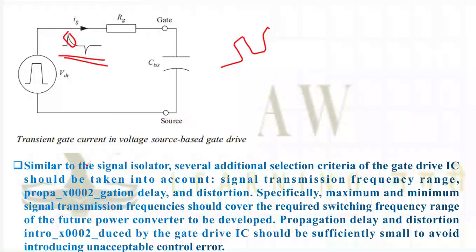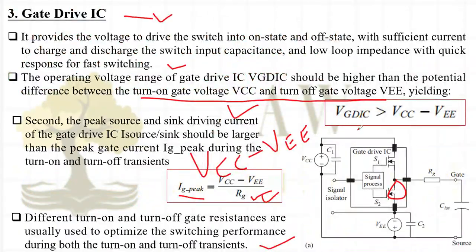Another criteria for selection of my gate driver IC is similar to the signal isolator. Several additional selection criteria for gate driver IC should be taken into account. What are the different criteria? Signal transmission frequency range, propagation delay, distortion, specifically maximum and minimum signal transmission frequency. We should keep this in mind. But what are the two important criteria? The voltage should be greater than VCC minus VEE, and the current should be calculated using this formula. So select the gate driver IC which will fulfill these two criteria.